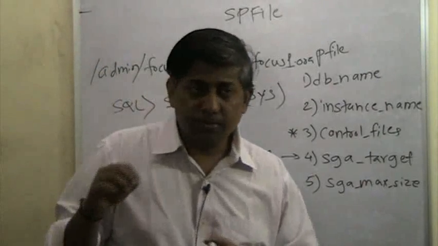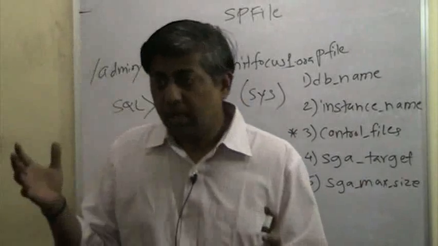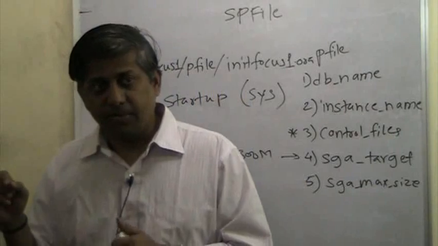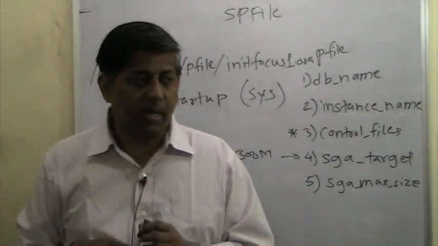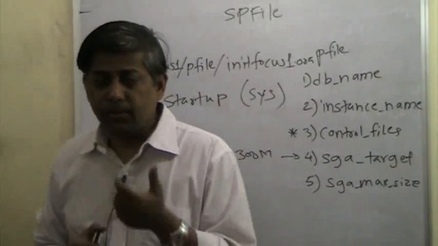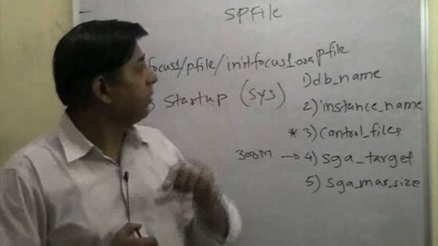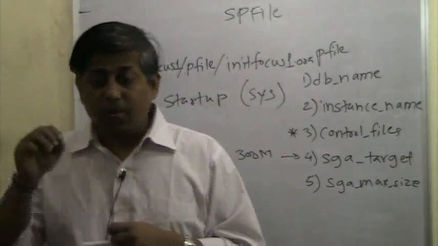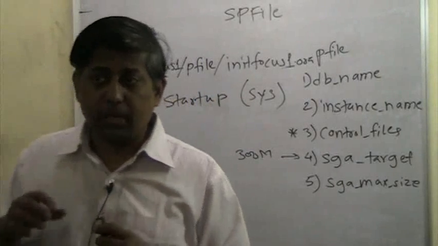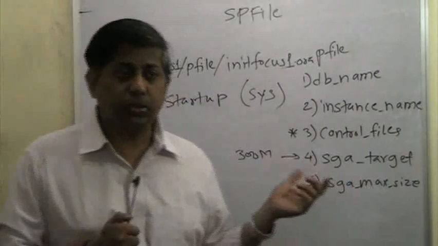If your environment variable ORACLE_SID is set to shaker, then it will try to find a file initshaker.ora. If it is set to something else, it will find that file. So based on the value of your environment variable ORACLE_SID, it will try to find a file, let us say initfocus1.ora, in the DBS directory, which is inside Oracle Home. Oracle Home is a directory where the Oracle software executables are installed.